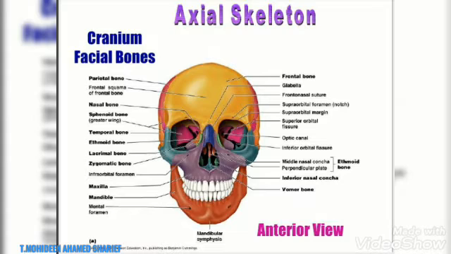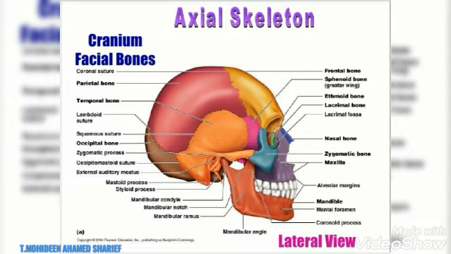Then there are 14 facial bones. The large hole in the temporal bone is the external auditory meatus. In the facial bones, maxilla, zygomatic, palatine, lacrimal, nasal are paired bones, whereas mandible or lower jaw and vomer are unpaired bones. They form the front part of the skull.